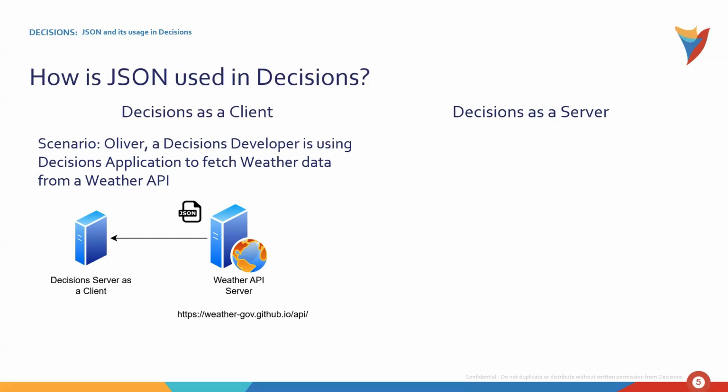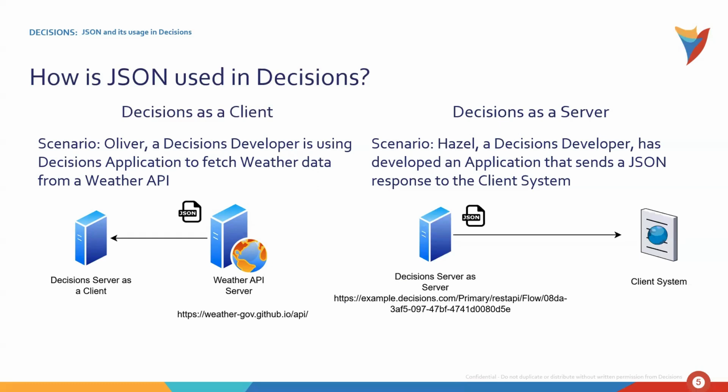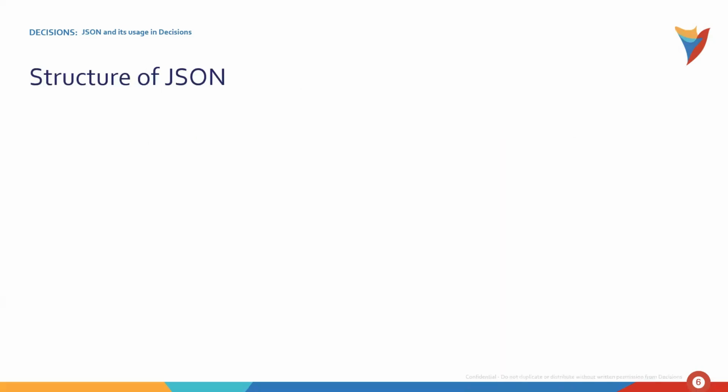Decisions as a server. Let's consider a scenario where Hazel, a Decisions developer, has developed an application that sends a JSON response to the client system. Here, as you see in the diagram, the client system is accessing a URL that is hosted on the Decisions server, which sends a response in the format of JSON to the client system.